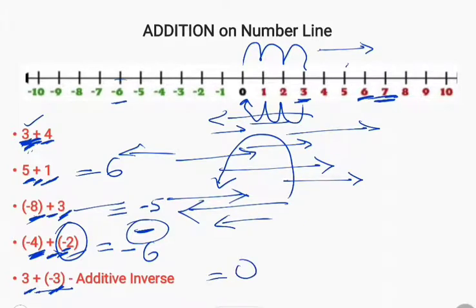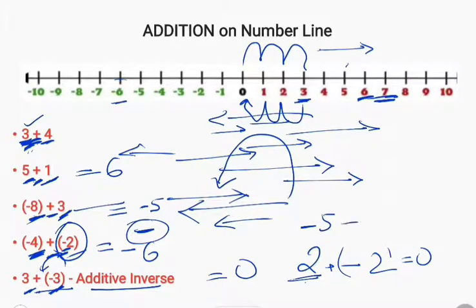And here comes the concept of additive inverse. The additive inverse of a number is a number that when added to it yields 0. So any number that when added to another number yields 0 is the additive inverse of that number. So for 2, the additive inverse is minus 2, because 2 plus minus 2 gives 0. So for minus 5, if we add 5 to it, it will give 0. So for minus 5, plus 5 is the additive inverse.